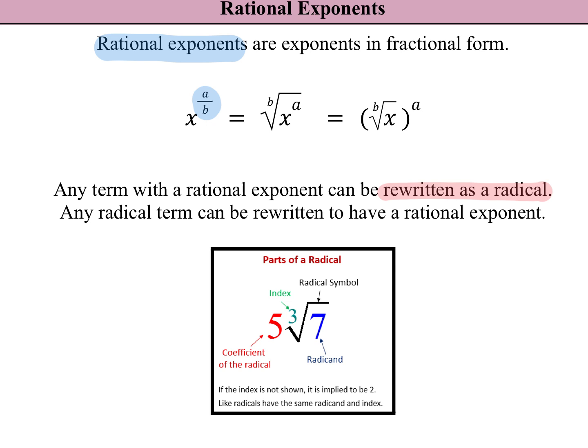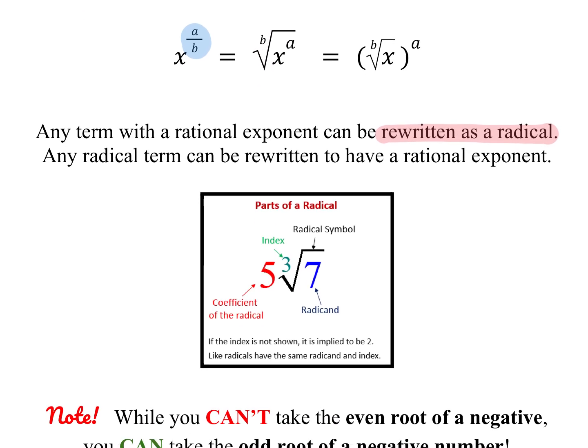Another thing to point out, if the denominator is 2, the index is a 2, and that's a square root, but we don't write it. So it says if the index is not shown, it is implied to be 2. Okay, so remember, for a square root, we do not write the 2 there, but you have to know that the index is actually a 2.